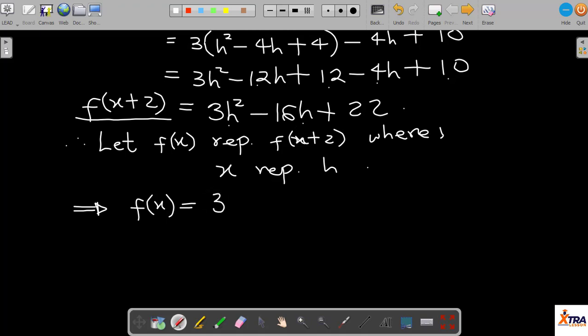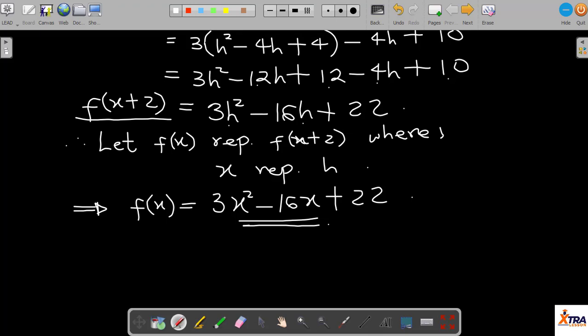So we have 3x squared minus 16x plus 22. And this becomes our original function. So this is the way to actually approach this kind of question. First of all, you introduce a random variable that was not used, and then you try to make x the subject of the formula. After doing that, you can now substitute it back into the equation before representing our f of x plus 2 as f of x, and then our h for x. So it's a very simple listing.